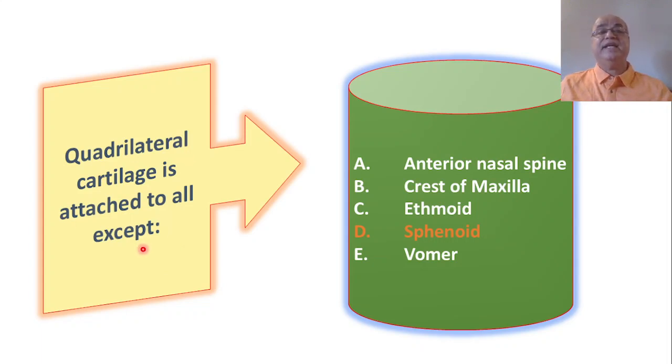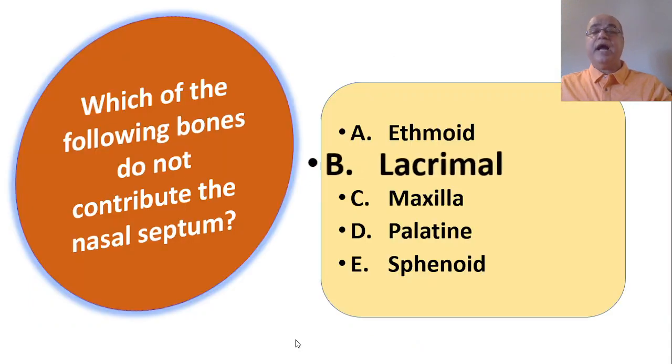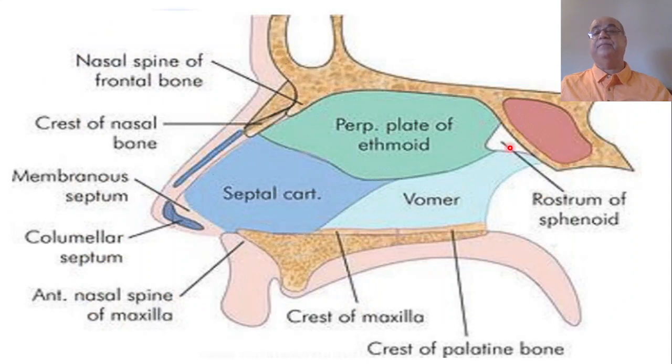Quadrilateral cartilage is attached to all except anterior nasal spine, that is from the maxilla, crest of maxilla, yes, perpendicular plate of the ethmoid, and vomer. But this sphenoid is not attached with the quadrilateral cartilage, but this sphenoid forms a minor contribution in the osseous framework of the nasal septum. Nasal septum, this has got contribution, but quadrilateral cartilage is not directly attached to the sphenoid.